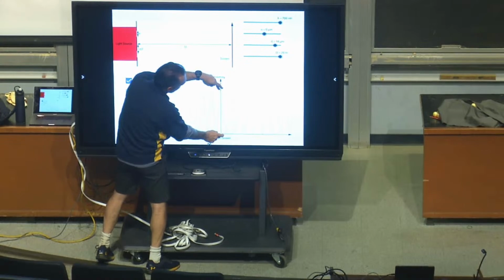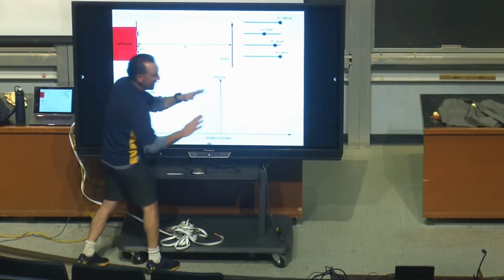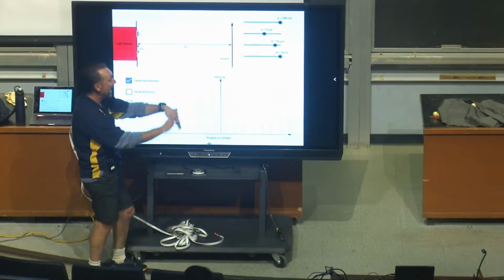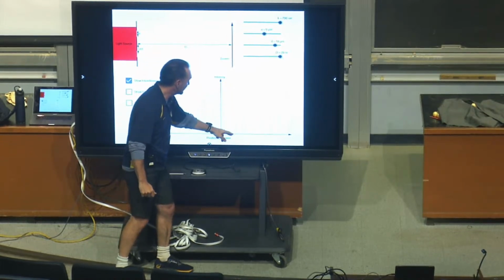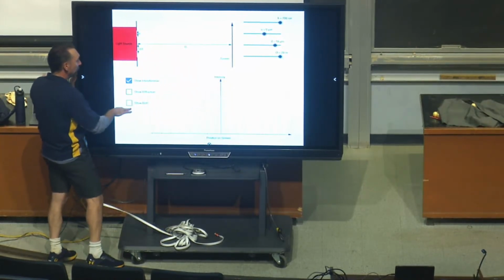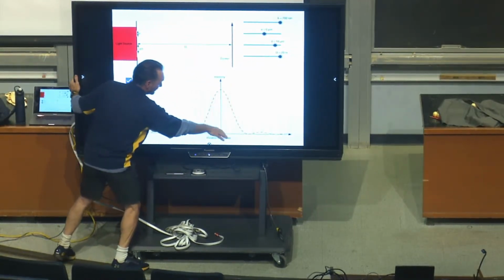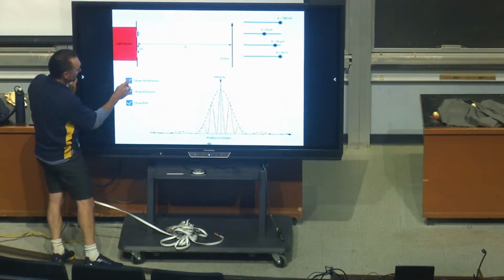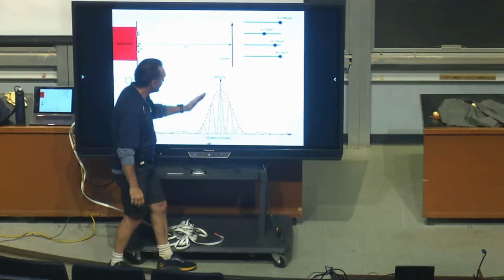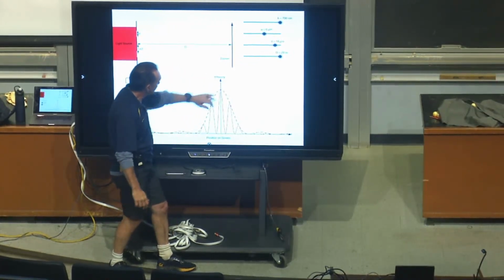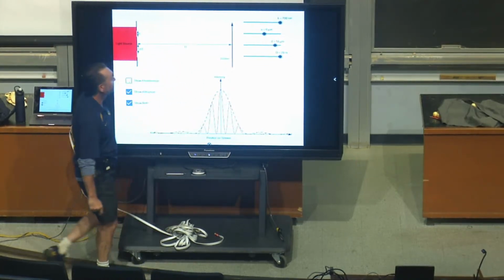Right here, it would be very intense, and then dim, and then bright, and then dim, and then bright, and then dim. That's the two waves adding constructively here, destructively here, constructively, destructively. If you overlap the diffraction on top of that, then you see this kind of pattern. The diffraction pattern limits the intensities of the interference pattern.